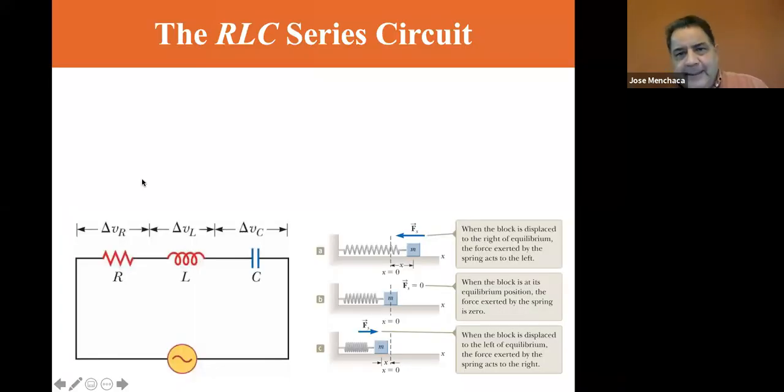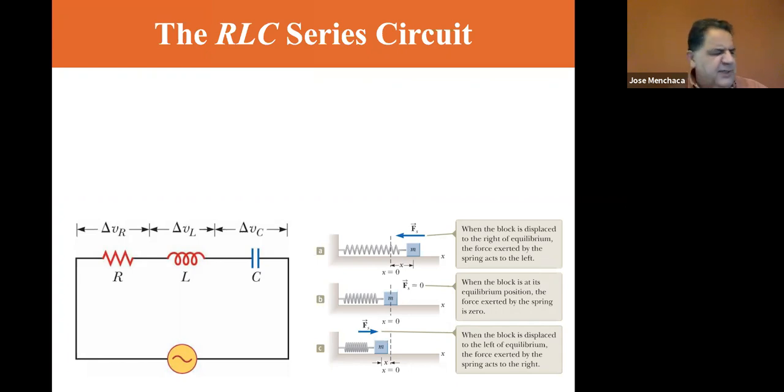All right, we are at section 32.5. The RLC series circuit is where we put all of these components together. So let's go to the PowerPoint. And there's two figures here. On the left is the RLC circuit, and on the right is a sliding oscillating block with a spring.